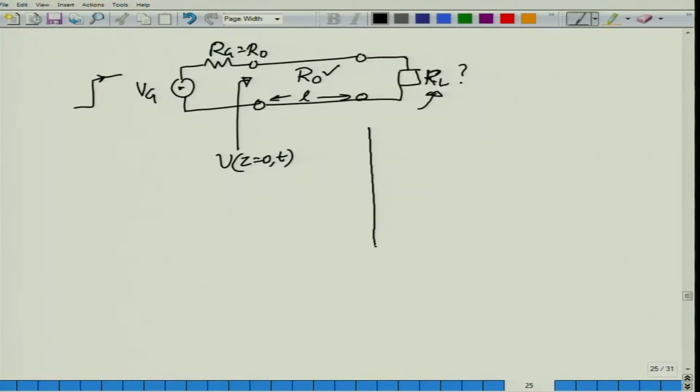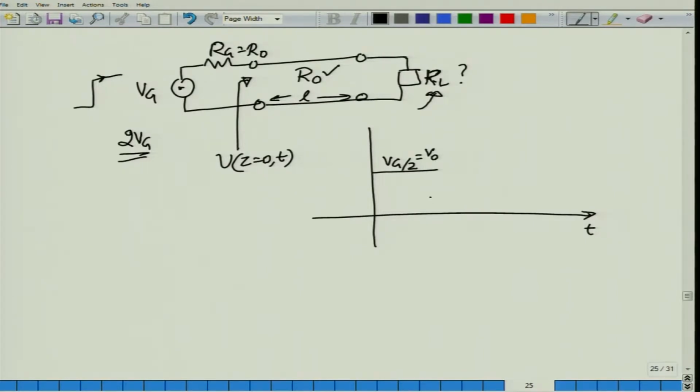We look at the voltage that would be launched from the generator side. The initial voltage step that would be launched will be Vg by 2. Why would it be Vg by 2? Because Rg is equal to R0, so the voltage divides itself into half. In some cases, people actually, instead of using Vg, will use 2 Vg, so that the step voltage itself is Vg by 2, but it does not matter. You can call Vg by 2 equal to V0. Okay. Let us call this Vg by 2 equal to V0.